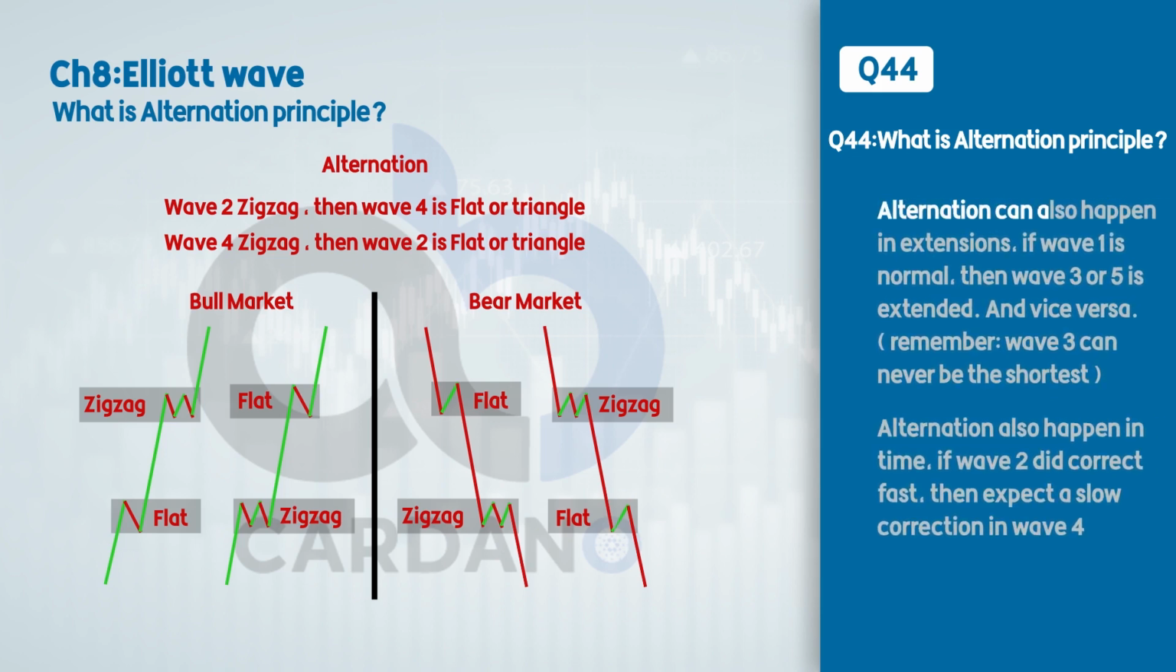Alternation can also happen in extensions. If wave 1 is normal, then wave 3 or 5 is extended, and vice versa. Remember, wave 3 can never be the shortest. Alternation also happens in time. If wave 2 did correct fast, then expect a slow correction in wave 4.